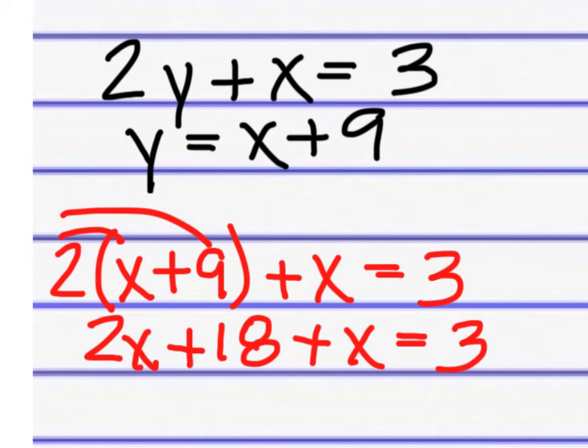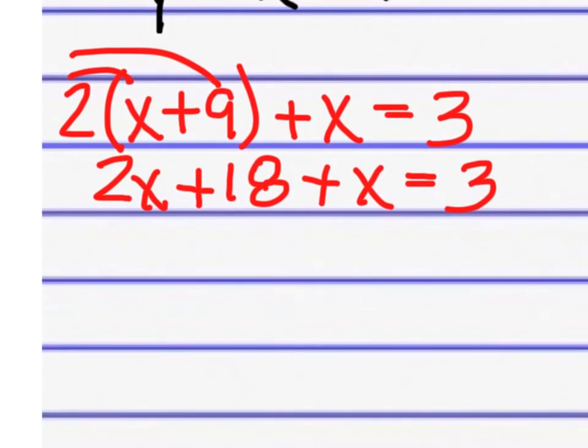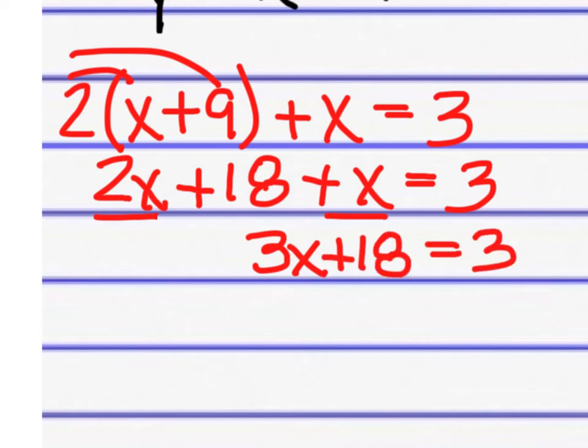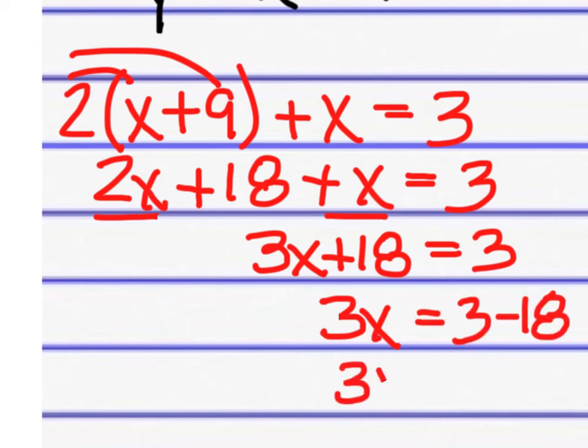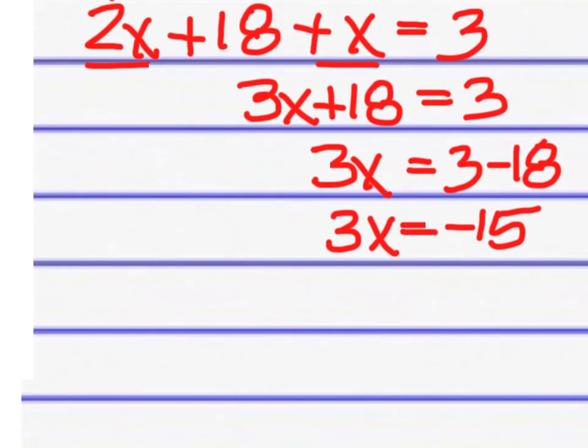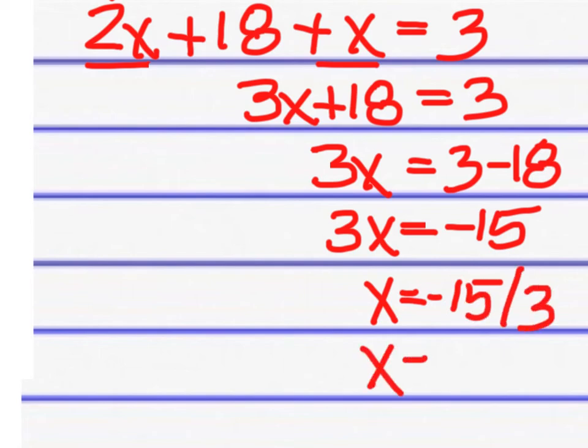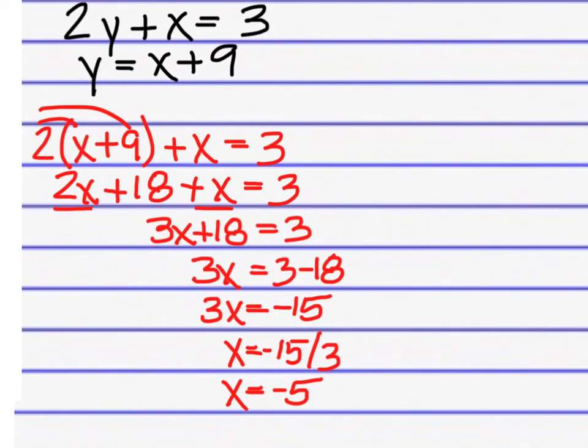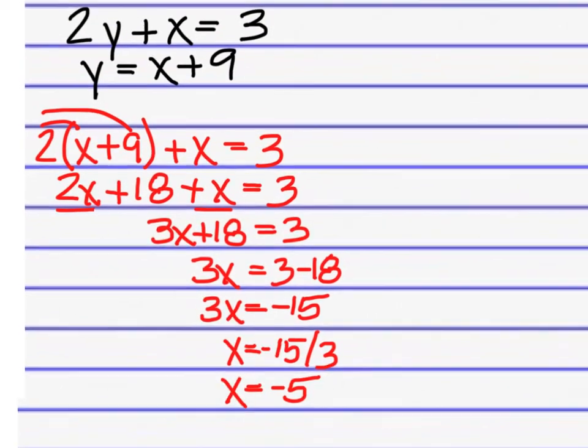And then add like terms. 2x and x is 3x. And then plus 18 equals 3. Move the plus 18 to the right, make it minus 18. 3 minus 18 is negative 15. Divide negative 15 by 3 to get a negative 5. So x is negative 5.